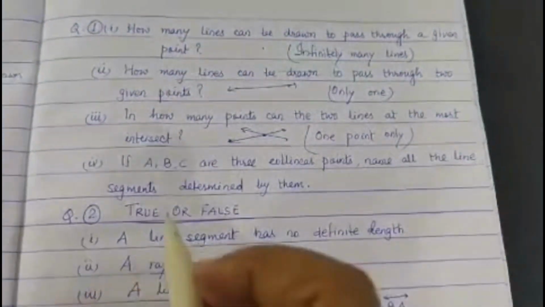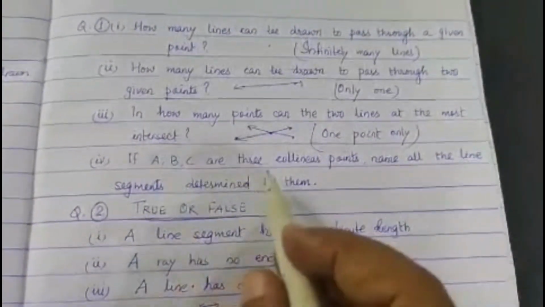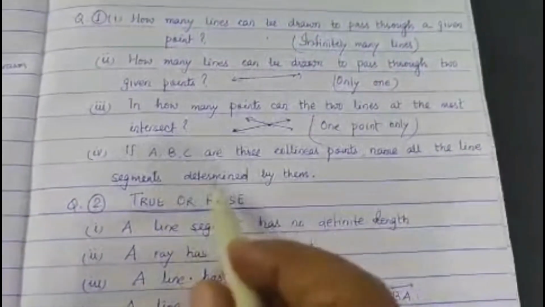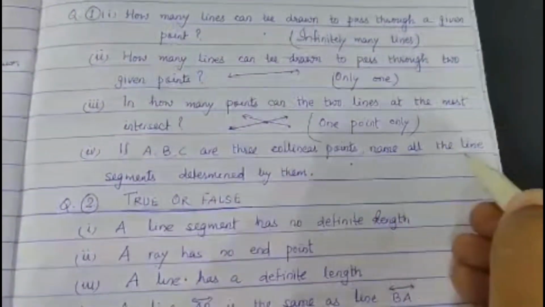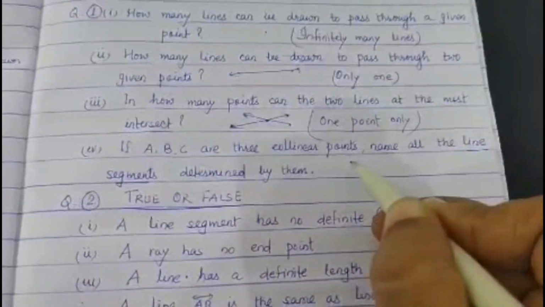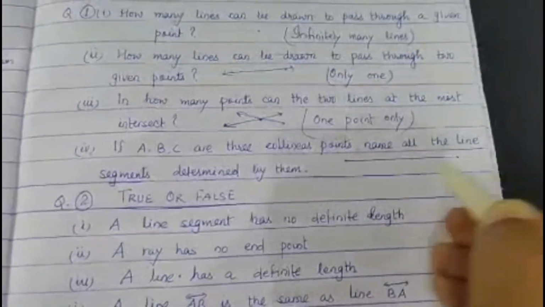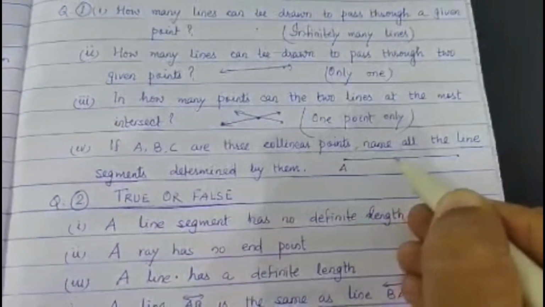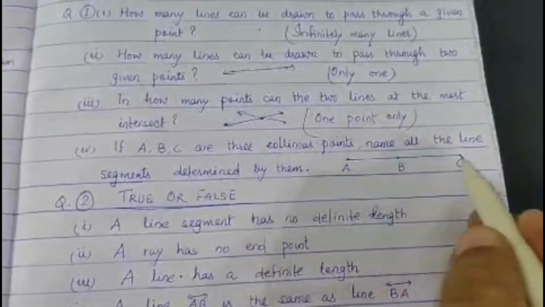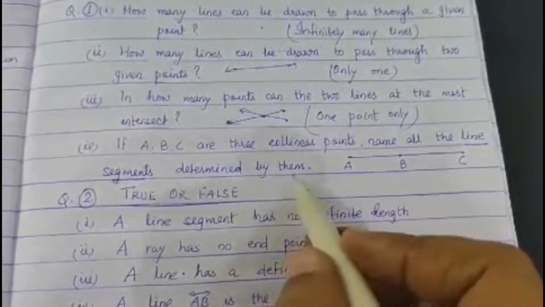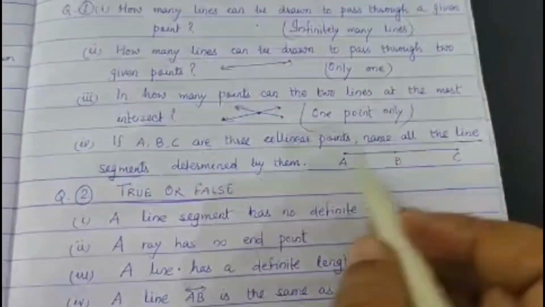Okay. Fourth one is, if A, B, C are three collinear points, name all the line segments determined by them. So let's do it like line segment we have been given. Let us suppose A, B, C are three collinear points. Name all the line segments determined by them. So we have to write the names of the line segments.